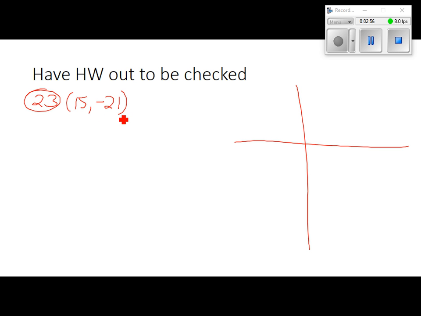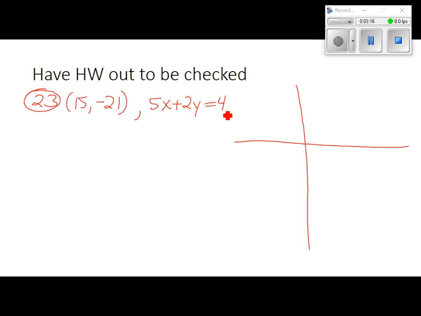This one's probably one that you don't really want to graph. And 5x plus 2y equals 4. First thing we're going to do, we're going to graph this point, 15, -21.